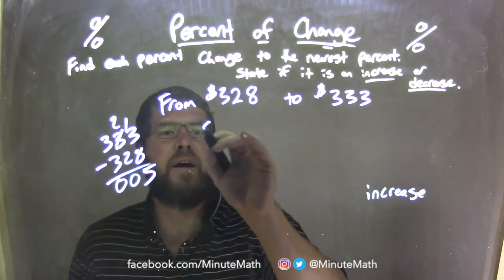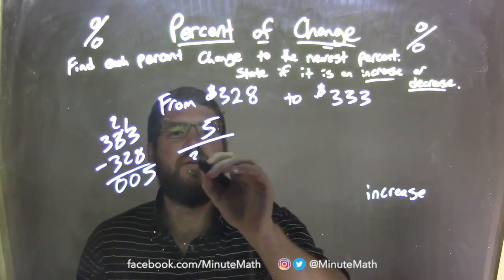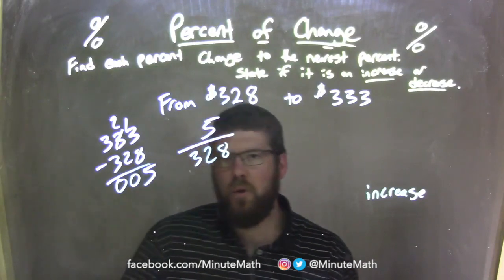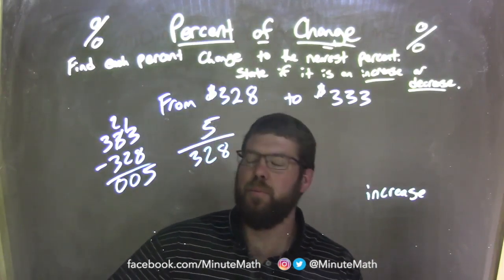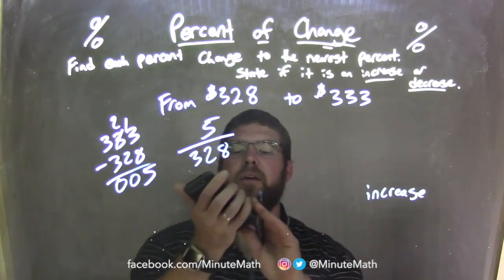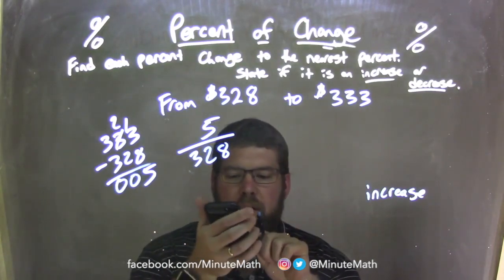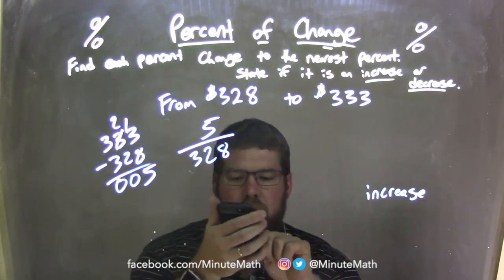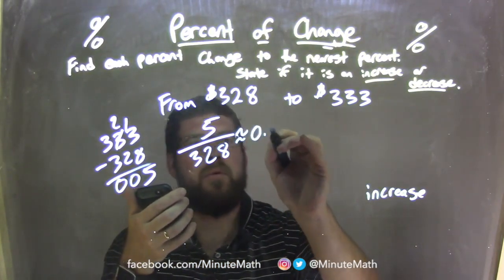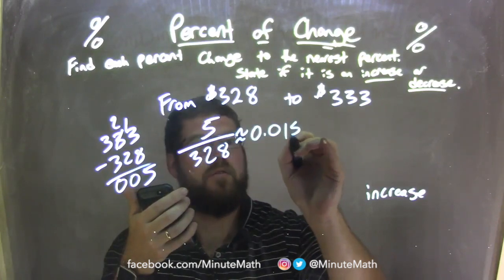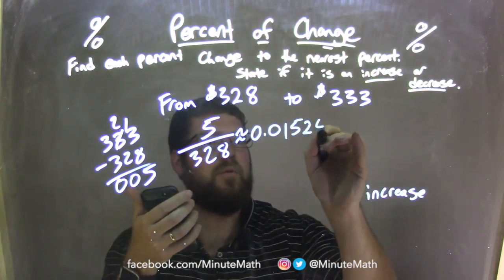So we take that number 5, and we divide it by our first number, 328. Now I know it's a very small number divided by a large number. It's going to be a very small decimal, percent here. Well, let's figure out what that is. We use a calculator here. 5 divided by 328 comes out to be approximately 0.01524.